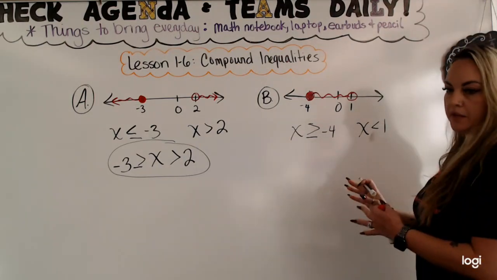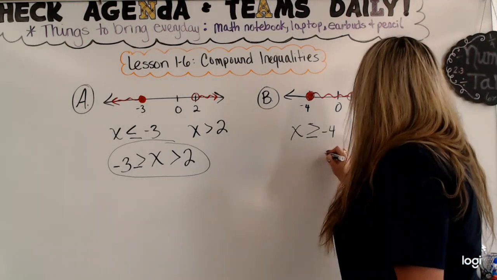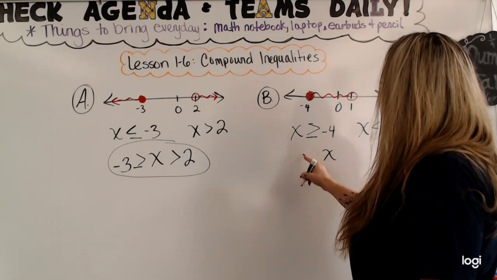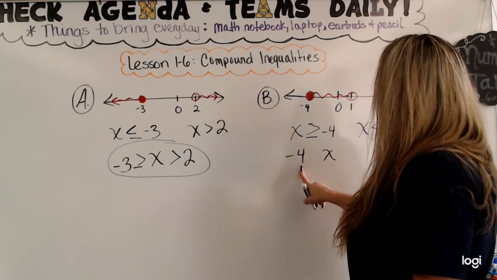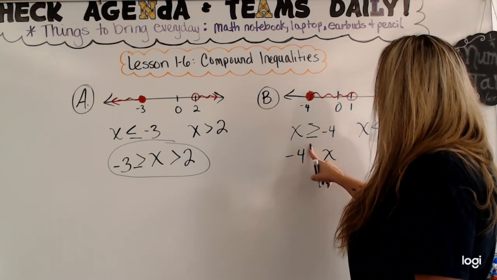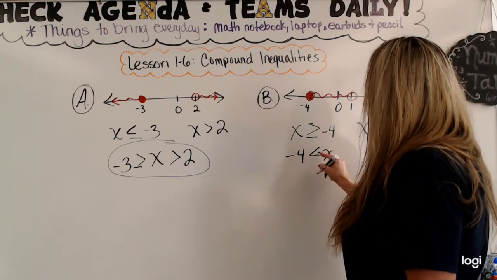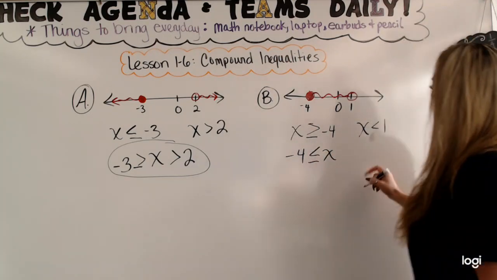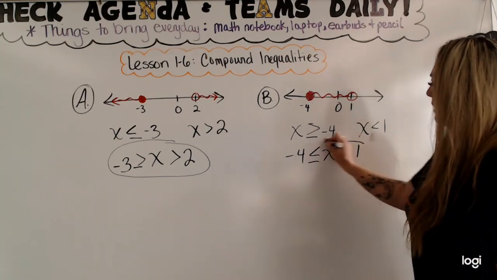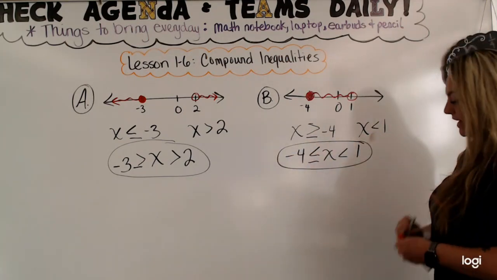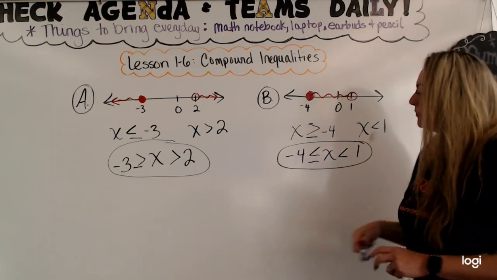Now let's combine them like we did in the first example. So x in the middle, we're going to start with our negative 4 here. X was greater than or equal to negative 4. So greater than, open to the x, or equal to. X is less than 1. And that is how we show that one.